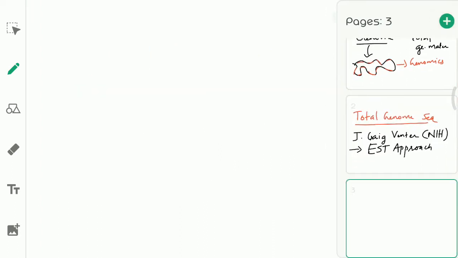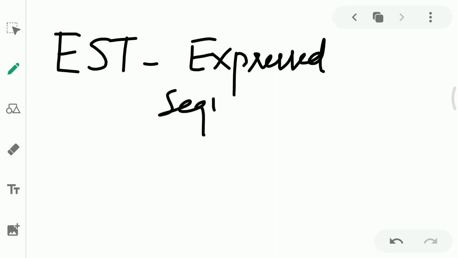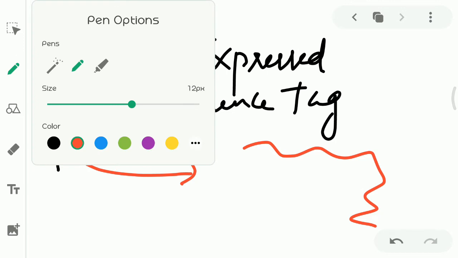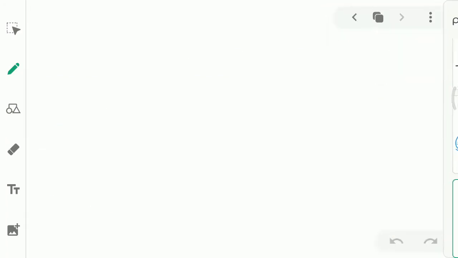Let us see what this EST approach is and what EST actually is. ESTs are expressed sequence tags. Actually, these are small labeled DNA fragments, and these small DNA fragments can be used to locate a gene. These ESTs help us to detect the presence of a gene. Actually, this position has this particular gene. This is how he developed a technique, and we'll discuss in detail how ESTs are developed.